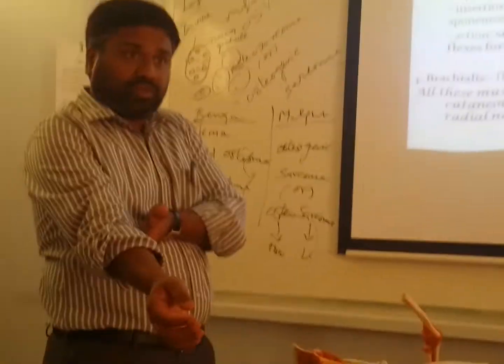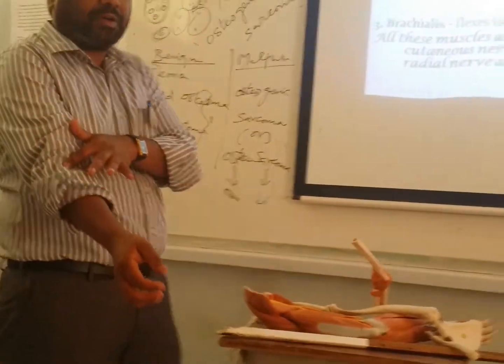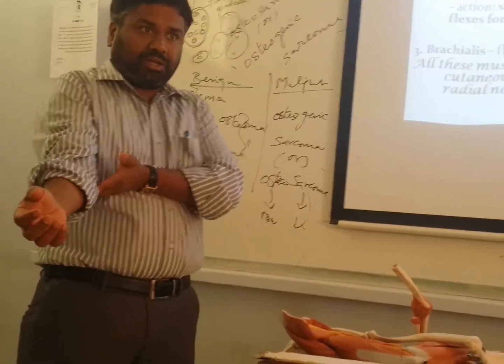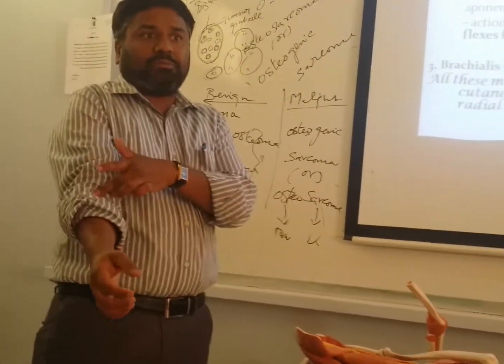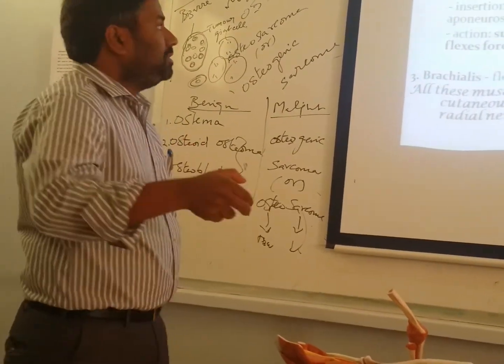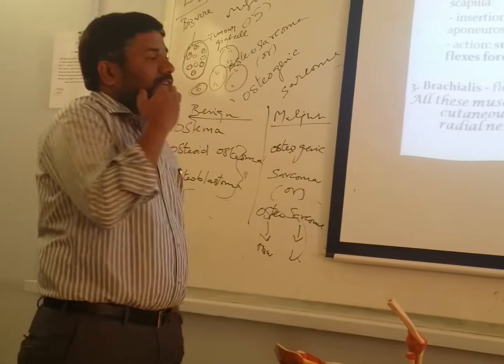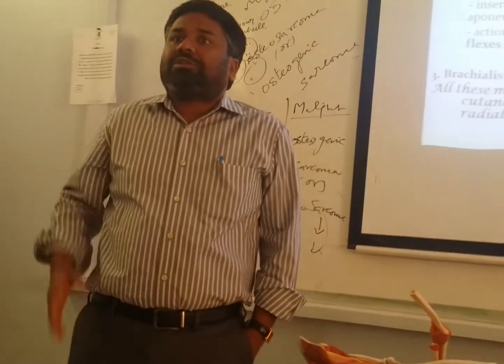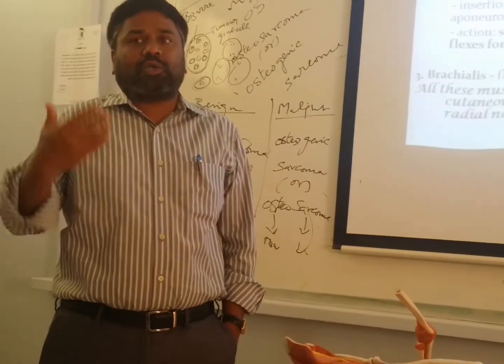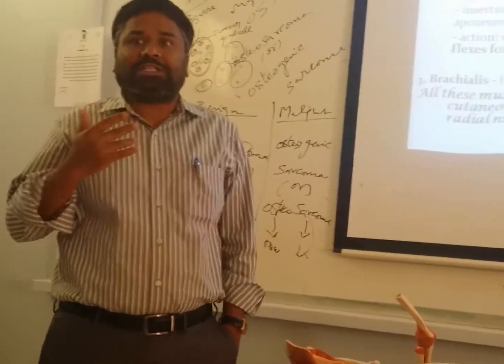Bicipital aponeurosis and tendon. The aponeurosis goes to the posterior border and even mixes with the deep fascia. And then the tendon goes to the posterior surface of the radial tuberosity by twisting. Next, the nerve supply: as already told, the nerve of the anterior compartment is the musculocutaneous nerve. So this nerve also supplies biceps brachii.